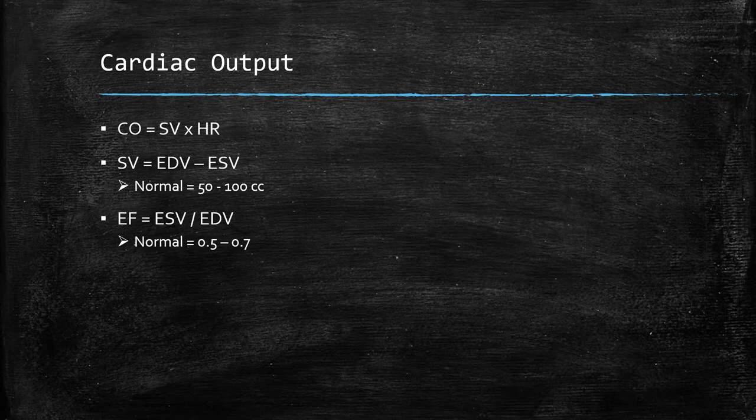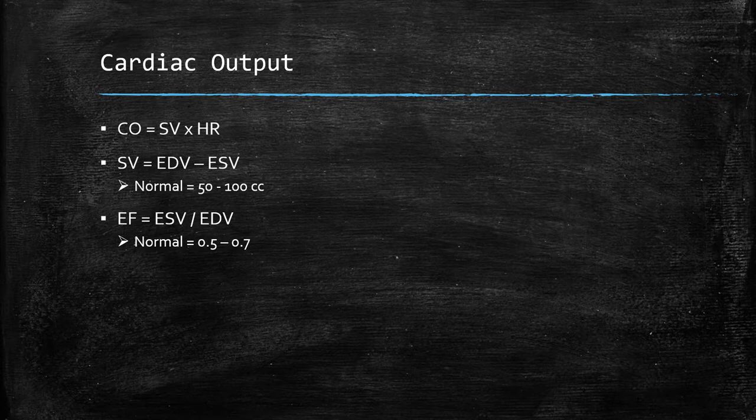Another way to look at this relationship is the ejection fraction, which is defined as the ratio between the end systolic volume and the end diastolic volume. A normal ejection fraction is between 50 and 70%. And so a patient with significant cardiac failure will have an ejection fraction of 30% or less.